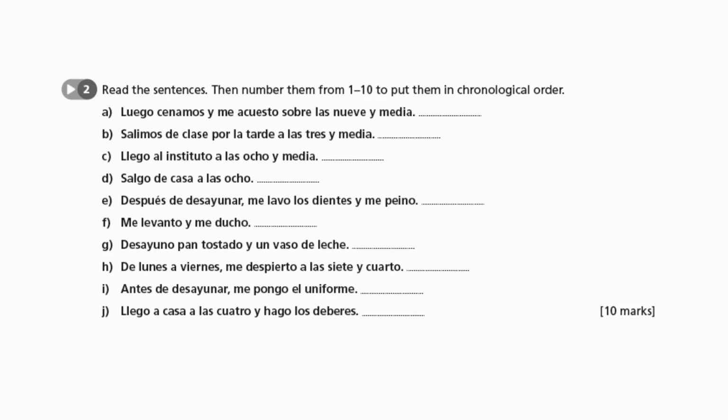In this activity, we are numbering daily routine activities from 1 to 10 in chronological order. So we're starting from the earliest, the first activity, and we're ending on the latest or the last activity. So we can look at a couple of things. We can look at the logical order of activities, and we can also look at the times which are provided.